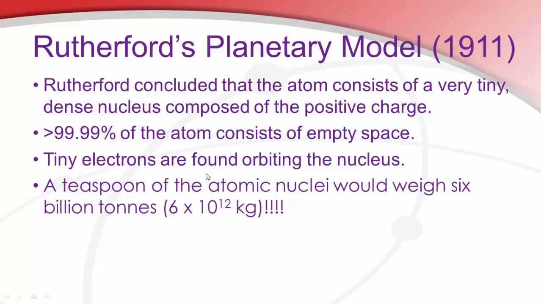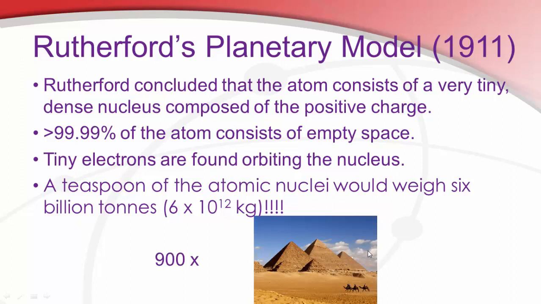If we do the calculation, realizing what the mass of the electrons is, the charge to mass ratio of the electrons, he took that plus the fact that more than 99.99% of the atom was empty space, and he was able to calculate that a teaspoon of atomic nuclei would weigh 6 billion tons, or about 900 of the pyramids. So this is an extremely dense material in the center of this atom, in this nucleus.